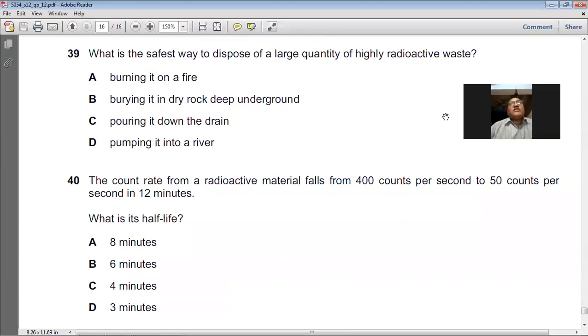Question number 39 is on your screen. What is the safest way to dispose of a large quantity of highly radioactive waste? We always dig tunnels, a kilometer, 2 kilometers, 10 kilometers deep, and we put the radioactive waste in those tunnels. Burning it on a fire? No. Burying it in dry rock deep underground? Yes. Pouring it down the drain? No. Pumping it into a river? No. So B is the right option, sir. 39, B is the best option.